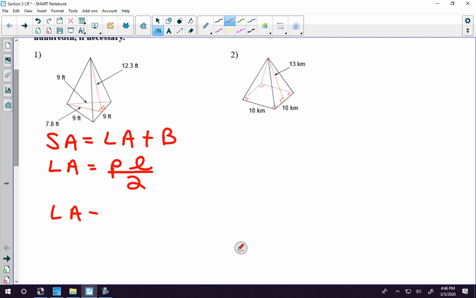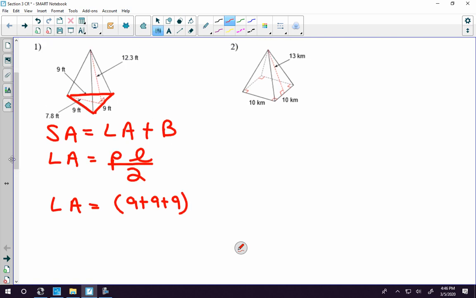So the lateral area is going to be the perimeter of the base. The base is a triangle. So it's that dimension plus that dimension plus that dimension. So we're talking about 9 plus 9 plus 9 is the perimeter of the base. So we have 9 plus 9 plus 9, times the slant height.